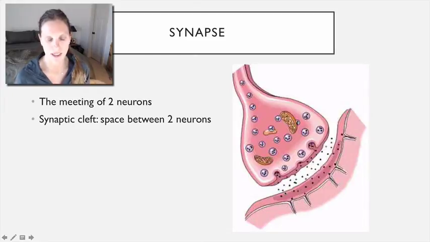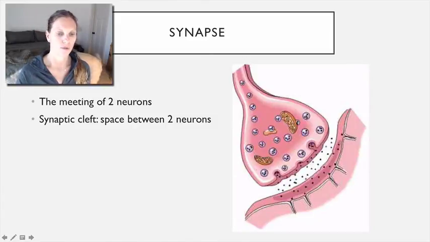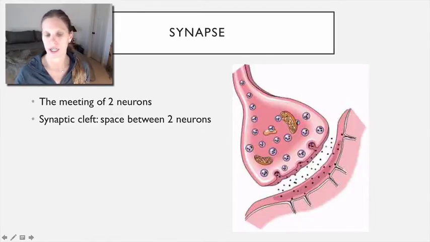The synaptic cleft is more specific, and that's where we're going to be focusing our attention, because these little circles here are called vesicles, and they're holding neurotransmitters. They house neurotransmitters, and they're going to get spit into the synaptic cleft, and then they're going to bind a downstream receptor.